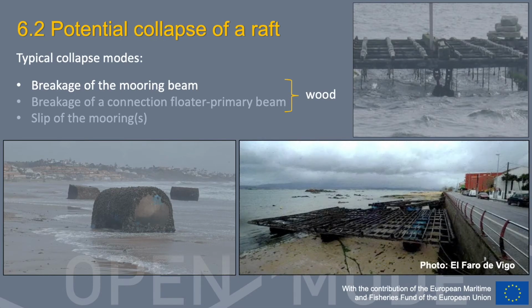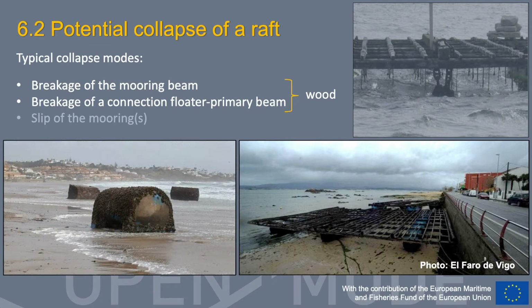The second typical collapse mode is the breakage of the connection between the floater and the primary beam. This is normally because the steel bolts that connect the primary beam to the floater either break or are progressively unscrewed with the fatigue caused by the waves. You can see this effect in the figure below on the left side, how in some cases the floaters finally separate from the wooden structure. So in the end the raft has no more integrity and its parts are also adrift.